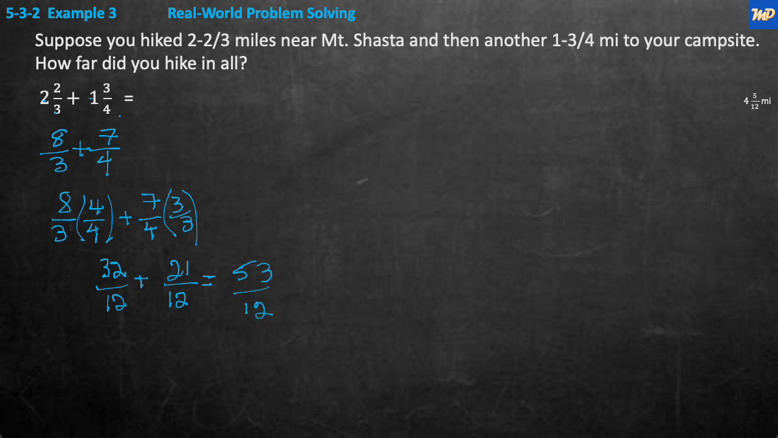Okay, so what can we divide? Well, what we can do is get rid of the improper fraction at this point. We're not going to have to divide anything out. So let's see, 12 goes into 53 how many times? 4 times, because 4 times 12 is 48, and we're left over with 5/12. So this person hiked in all 4 5/12 miles.